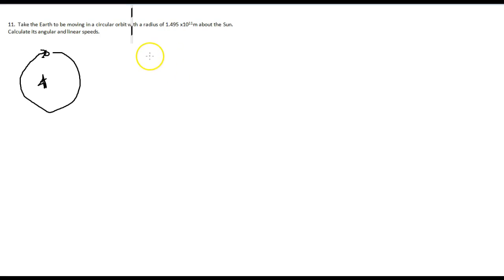1 year. Now, the problem with 1 year is we do everything in seconds, right? So I need to convert that 1 year into seconds. How am I going to do that? Converting 1 year into days. How many days in a year? 365 days.